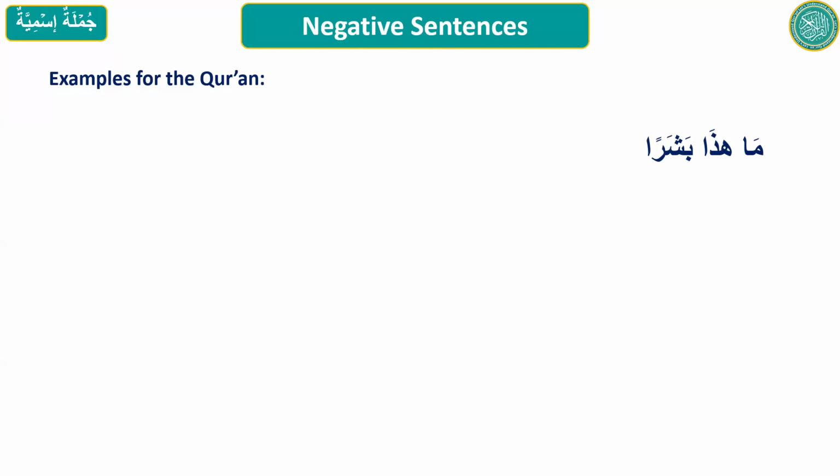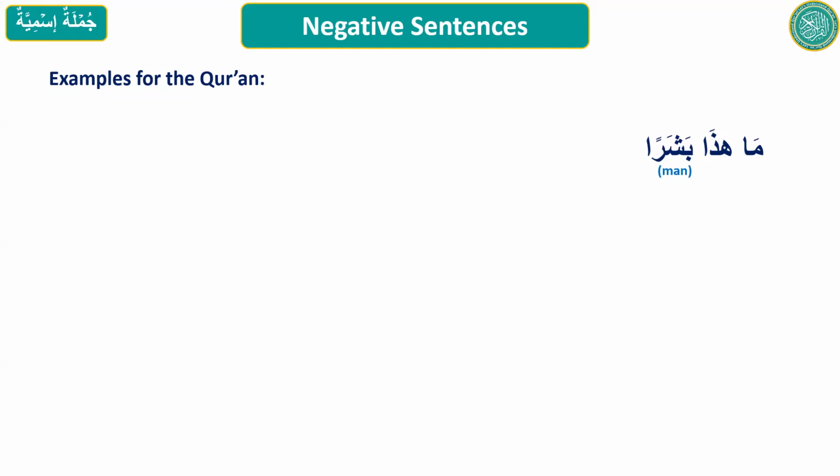This ma is ma nafiya. It means not. Okay. Basharan means man. Translate it. This is not a man. This is what you said? Yes. Yeah. Be loud a little bit, Umar. I want to make it a positive sentence. I want to say this is a man.